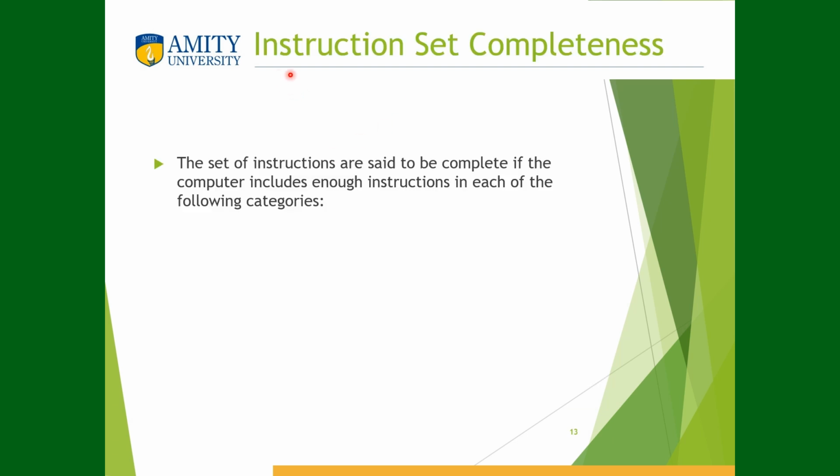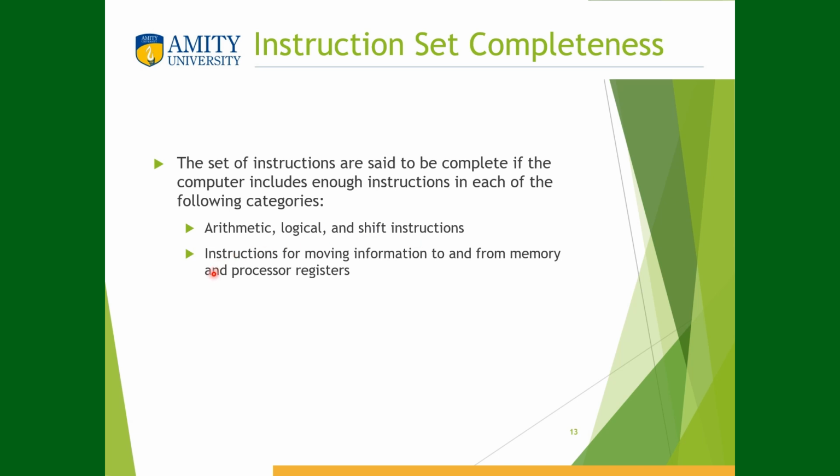We also have to discuss the instruction set completeness. What this means is the set of instructions is said to be complete if the computer includes enough instructions in each of the following categories: arithmetic, logical and shift instructions, instructions for moving information to and from memory as well as the processor's registers, program control instructions together with instructions to check status conditions. Most computer systems are supposed to have all of these instructions within them, which is only when it is said to be a complete set of instructions.